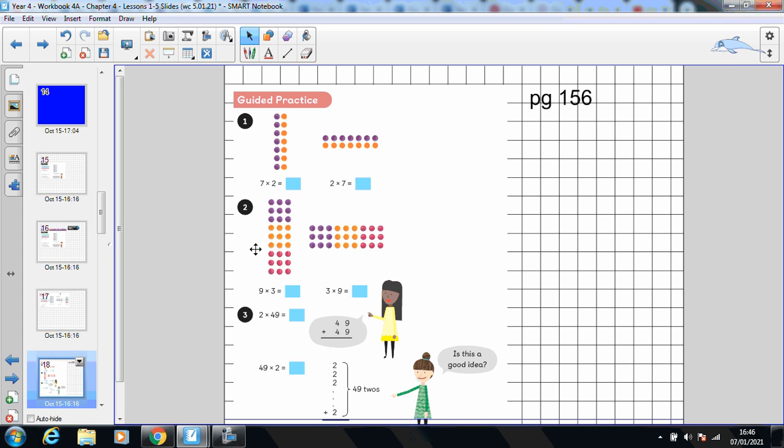So we're looking at some more arrays to start with in the guided practice, and you'll have this on your Word document or a separate sheet. Okay, we're looking at 7 times 2 and 2 times 7. As we go on to question 3, we look at some different ideas for how we could work out the product of these two numbers. Remember, the product is the total when we're using multiplication.